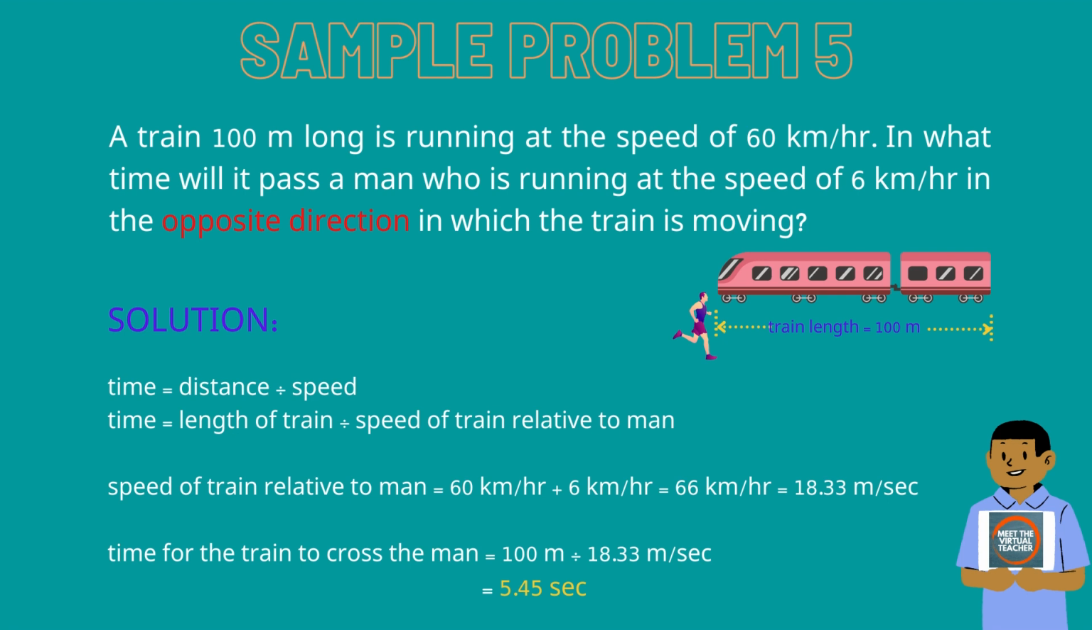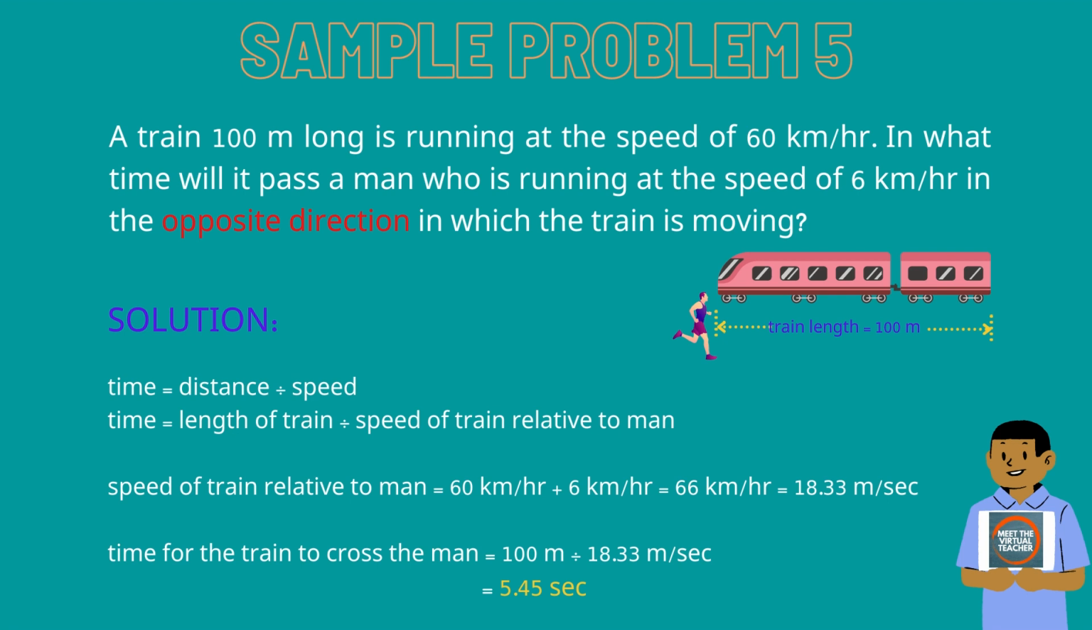So solution, same equation, time is equal to distance divided by speed, which is equal to the length of train divided by speed of train relative to man. But this time, the speed of train relative to man is equal to 60 kilometers per hour plus the 6 kilometers per hour speed of man, since the man is going in the opposite direction of the train. So it will be equal to 66 kilometers per hour, or in meters per second, it is 18.33 meters per second.